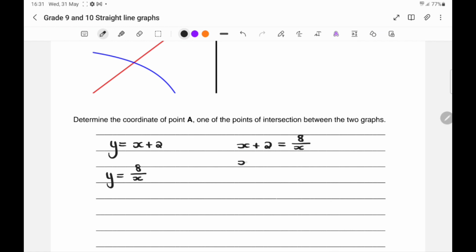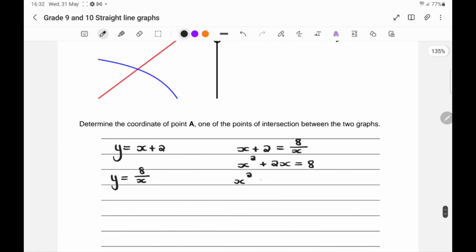But x times x is x squared. 2 times x is 2x. And 8 over x times x gives you just 8. And that is a quadratic equation. So what do we have to do? We have to first equal it to 0, because we're going to have two answers for x. And what does that look like?